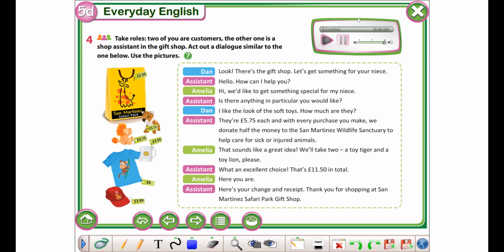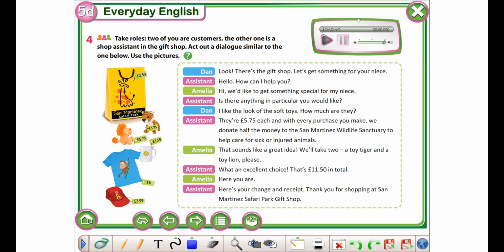They are $5.75 each, and with every purchase you make, we donate half the money to San Martinez Wildlife Sanctuary to help care for sick or injured animals. That sounds like a great idea. We will take two, a toy tiger and a toy lion, please.